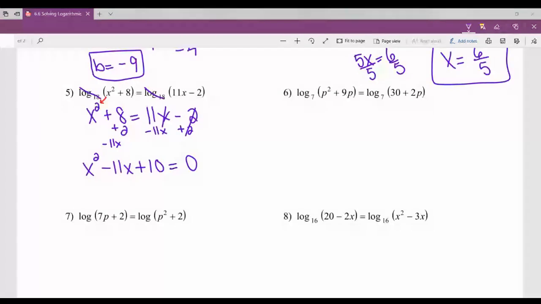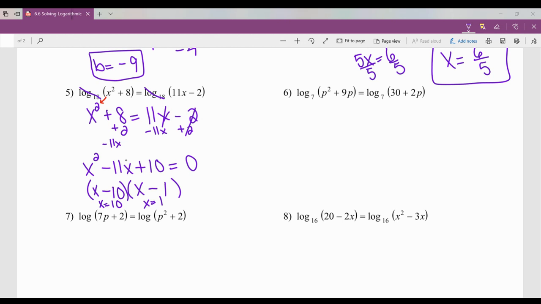So now we want to factor. I'm looking for my factors of 10 that are going to add to give me 11. So that's 10 and 1. I want it to be negative 11, so negative 10 and negative 1. (x - 10)(x - 1). Now when we solve, we set each one equal to 0. x equals positive 10. x equals positive 1.